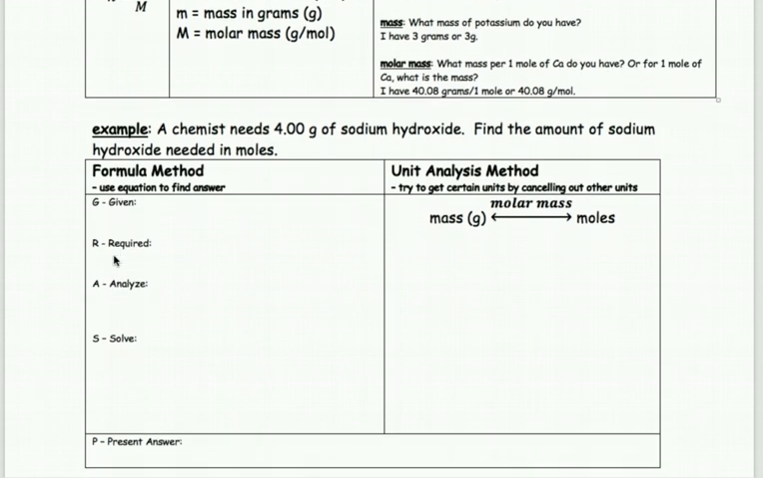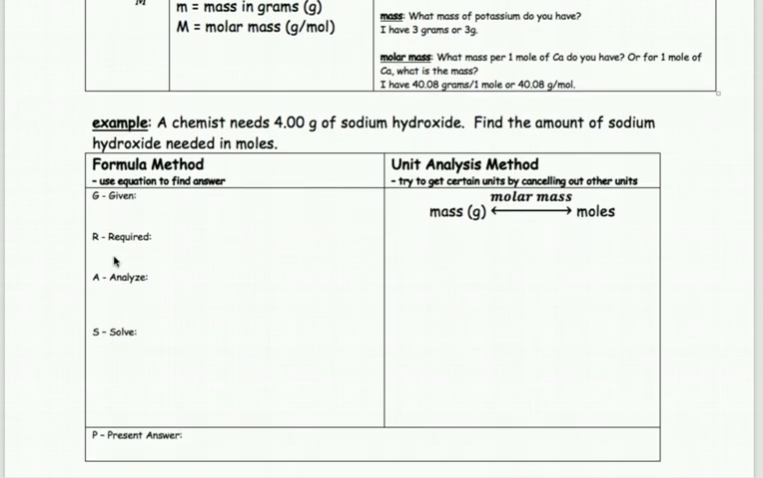We're going to start with the left side here and go through the formula method. We're also going to use GRASP, which is something hopefully you've seen in your previous science courses, where you list all the things that you were given in the problem. R, required: you write down what it is that you have to calculate. A, analyze: do you need any formulas? Is there a plan on how to go about calculating it? S, solve: you actually go through and calculate. And then P, present your answer, write your final statement. That's how we're going to go through here, and then I'll show you how to do the unit analysis method next.